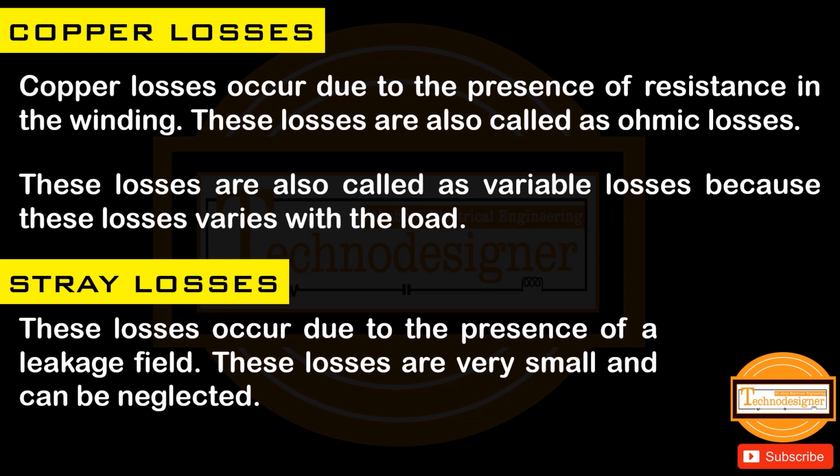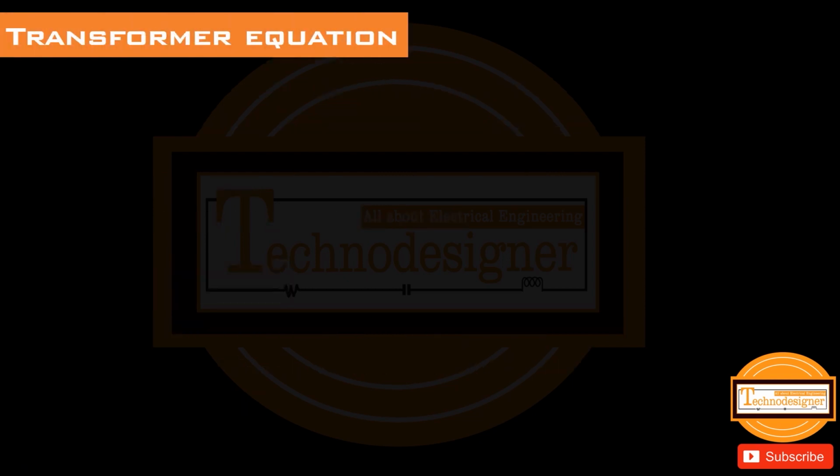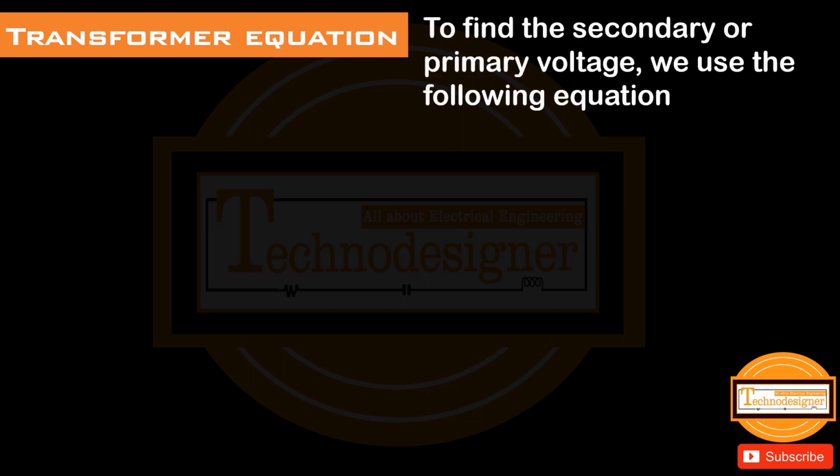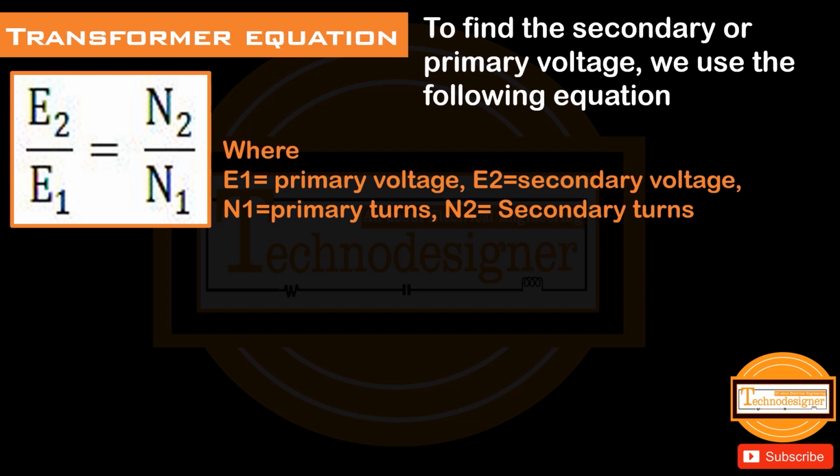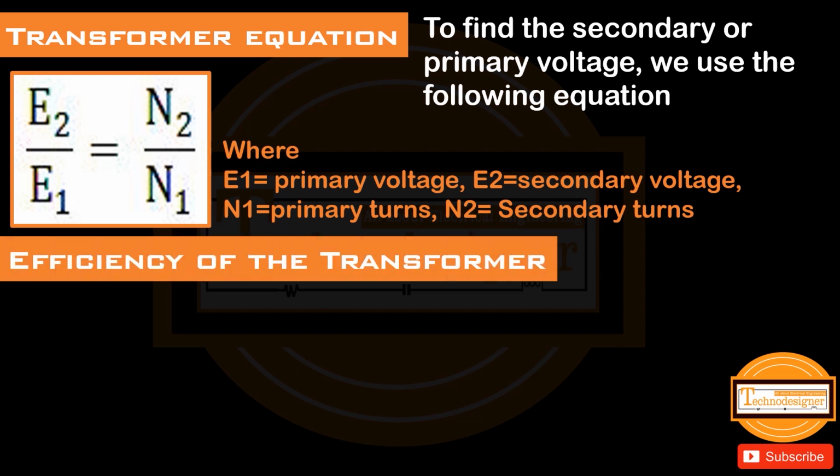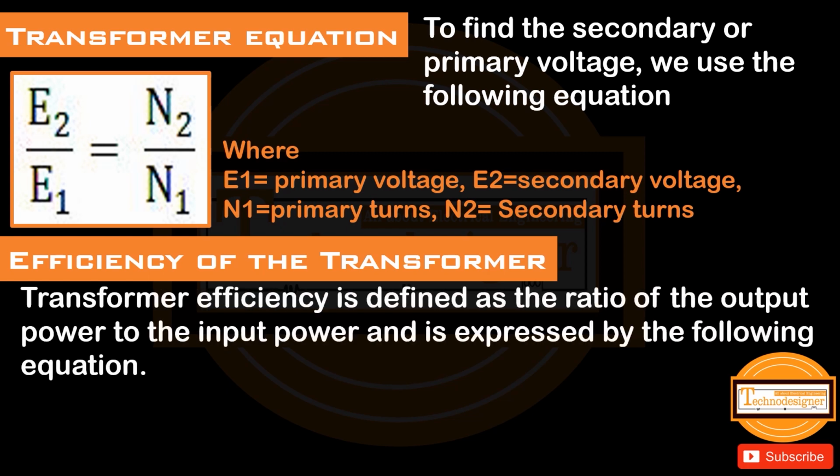Transformer equation. To find the secondary or primary voltage, we use the following equation, where E1 equals primary voltage, E2 equals secondary voltage, N1 equals primary turns, N2 equals secondary turns. Efficiency of the transformer. Transformer efficiency is defined as the ratio of the output power to the input power and is expressed by the following equation.